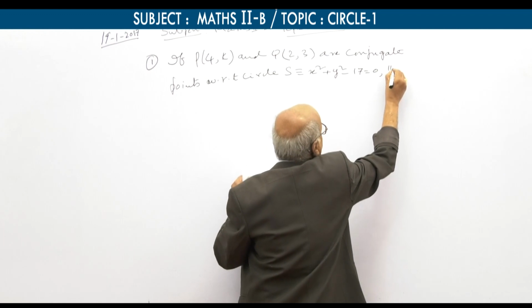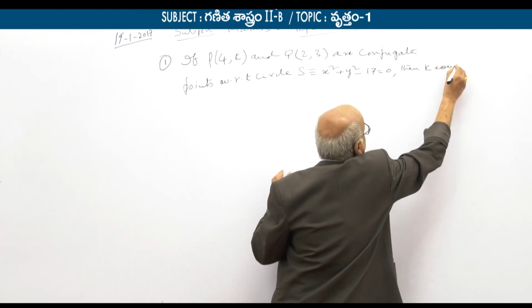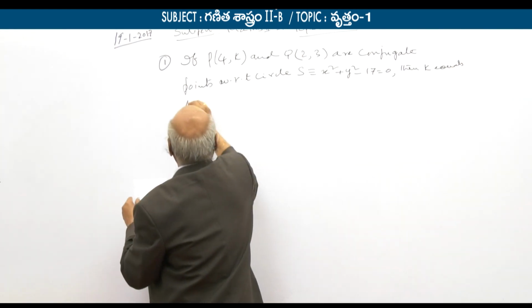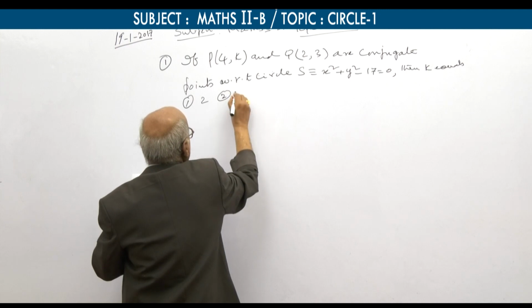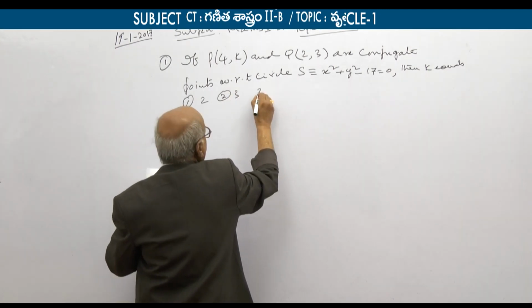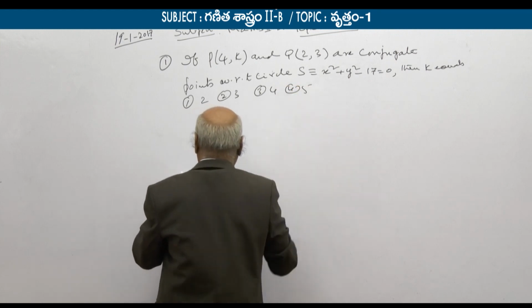Then k equals: options 1) 2, 2) 3, 3) 4, and 4) 5.